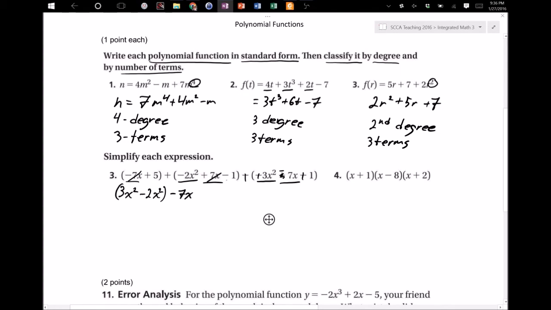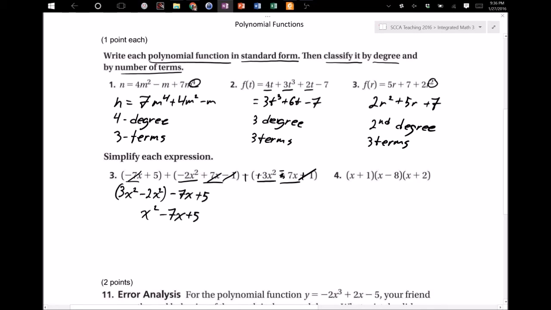And looking at the next set, I have minus 1, positive 1. So I'm just left with plus 5. So x squared minus 7x plus 5. And that simplifies that expression.